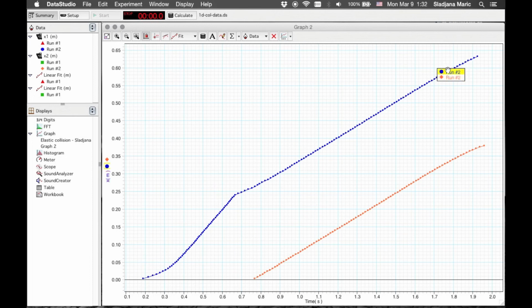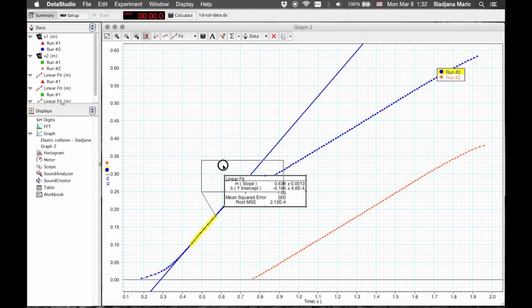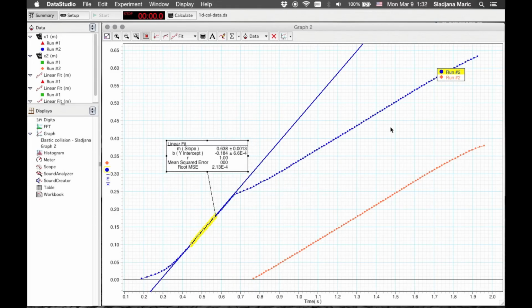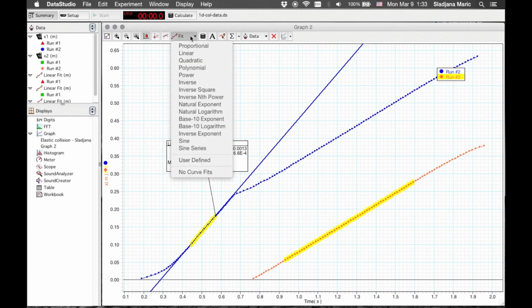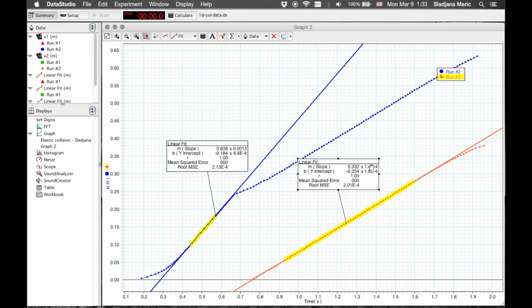So now we are going to click here on the blue curve, select the data that is away from the beginning and away from the point of collision, and then again use the linear fit to obtain the initial velocity for the projectile cart before the collision. Now highlight this run number 2, the orange curve here, and select the data again away from the point of the collision and use the linear fit to obtain the final velocity of the two objects combined together.